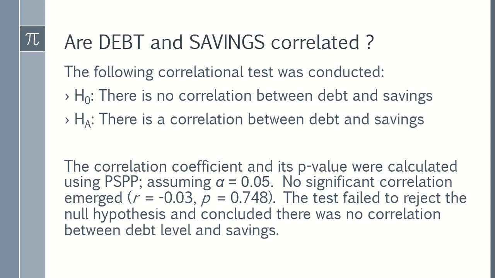Now, if we look at debt and savings, given the p-value here of 0.748, we cannot reject the null. Therefore, we have to conclude that there is no correlation between debt level and savings. And most likely, the very weak coefficient of correlation that we found here was due to randomness.